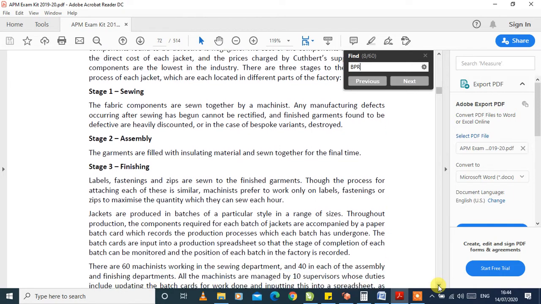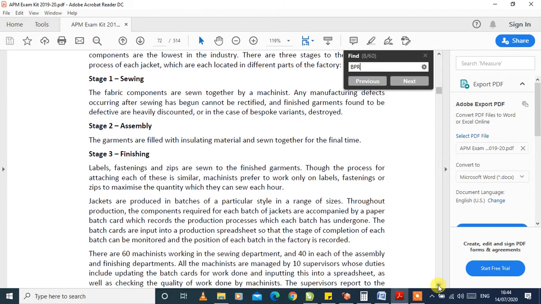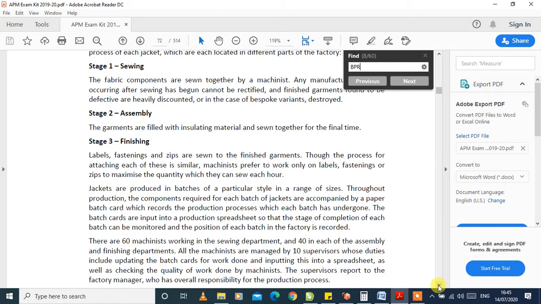The jackets are produced in batches of popular style in a range of sizes. Throughout production, the components required for each batch of jackets are accompanied by a paper batch card, which records the production processes which each batch has undergone. The batch cards are input into production spreadsheets so that the stage of completion of each batch can be monitored and the position of each batch in the factory is recorded.